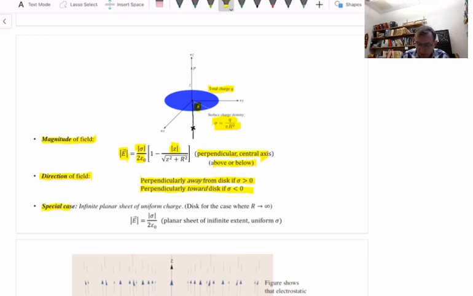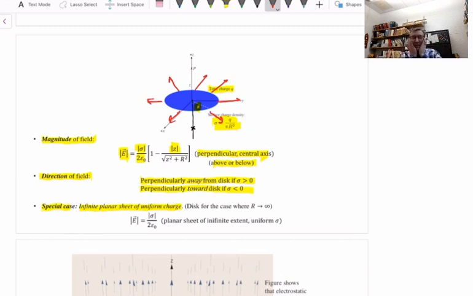Special case. What if we have an infinite planar sheet of uniform charge density sigma? What do I mean by that? Just imagine that disk I've drawn in the picture, the blue disk in the xy plane, and imagine its radius r grows to infinity in all directions. Does that make sense? Let the radius of the disk go out in all directions. You will then fill the entire xy plane with this charge density sigma.